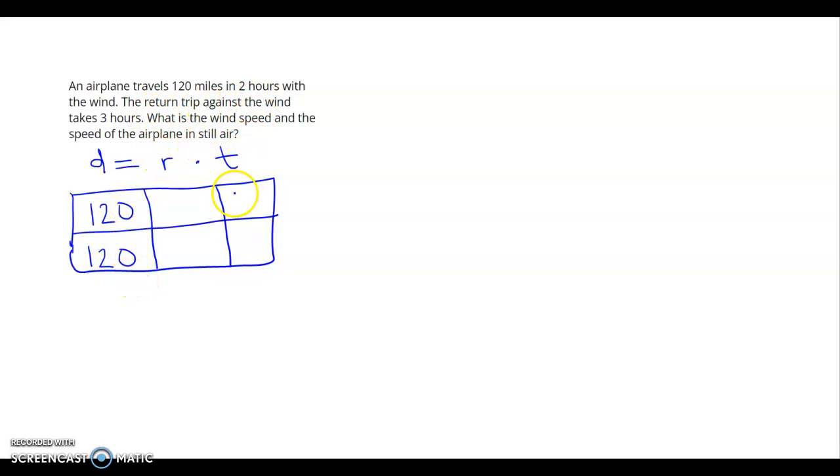Now 2 hours is how long it takes when it goes with the wind. So when it's going with the wind, you think the wind is blowing at your back, it's making you quicker. And so whatever the rate of the plane is, it's going to be added to the wind speed. So it's going to make us go faster.